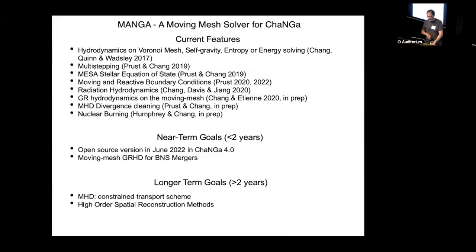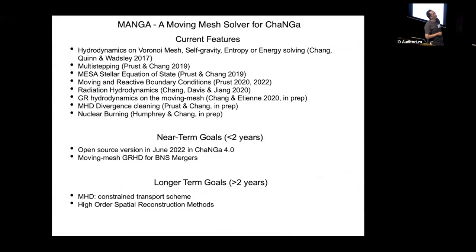I want to outline, on the only slide I have left, some of the features that we have already. We have hydro, self-gravity, entropy or energy conserving. This is a reflection of when I first built this, based on Volker Springel's paper, so he had entropy and energy conserving. Most of the time I just use energy solving. I don't really care about entropy solving anymore.